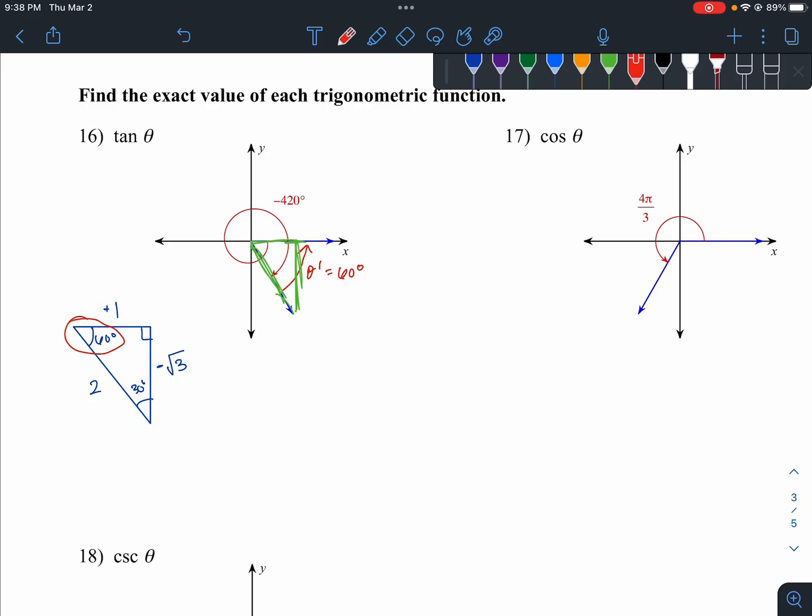So then tangent is equal to opposite over adjacent. And so the opposite side is negative square root of 3, and adjacent is 1. So tangent of negative 420 degrees is going to be equal to negative square root of 3 divided by 1, which is just going to be negative square root of 3.